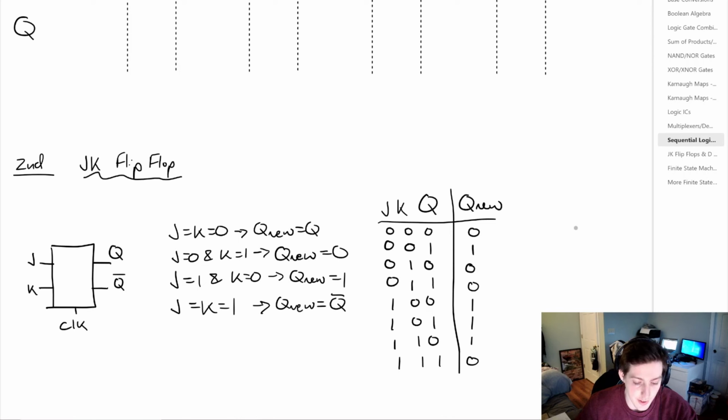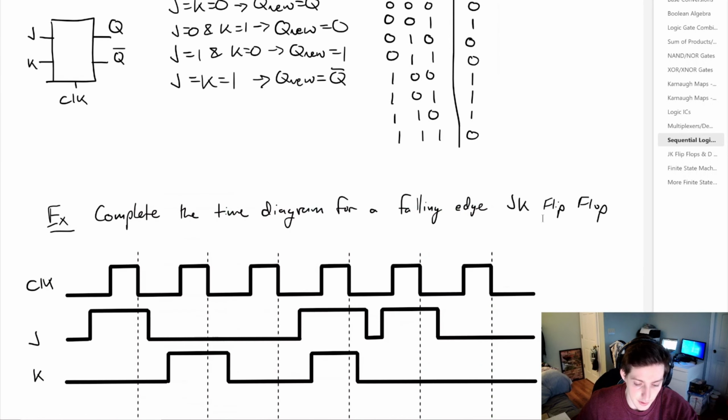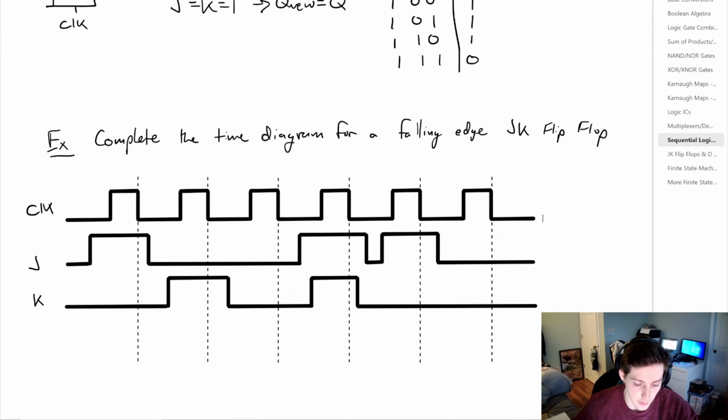Now this is similar to the SR flip-flop, but what differs is when J and K are equal to 1, the value for Q flips, or we can say Q new is equal to the inverse of the previous Q. So that allows us to write a truth table for J, K, the current output Q, and the new output that we should expect. So from this, again, we can look at a time diagram where we're just going to be concerned with the output Q. Now we could care about what Q bar is equal to as well, but for simplicity, we're just going to concern ourselves with Q. And for this example, we're going to have a falling edge JK flip-flop.